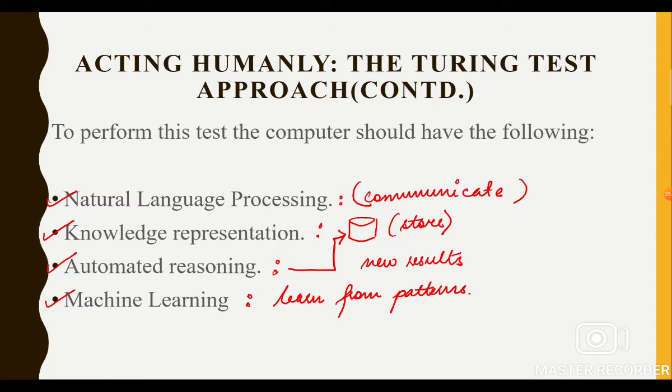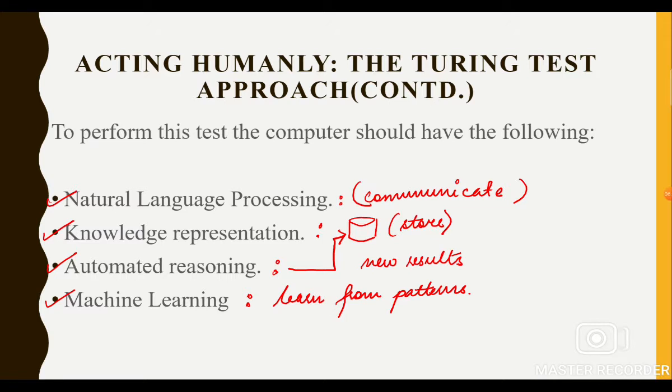Now, Turing's test deliberately avoided direct physical interaction between the interrogator and the computer because the physical simulation of a person is not necessary for intelligence, right? However, some scientists argue that physical simulation is also necessary. Hence they propose the introduction of a video signal so that the interrogator can test the subject's perceptual abilities, whether the subject can see things or perceive various videos, and from there derive any information.